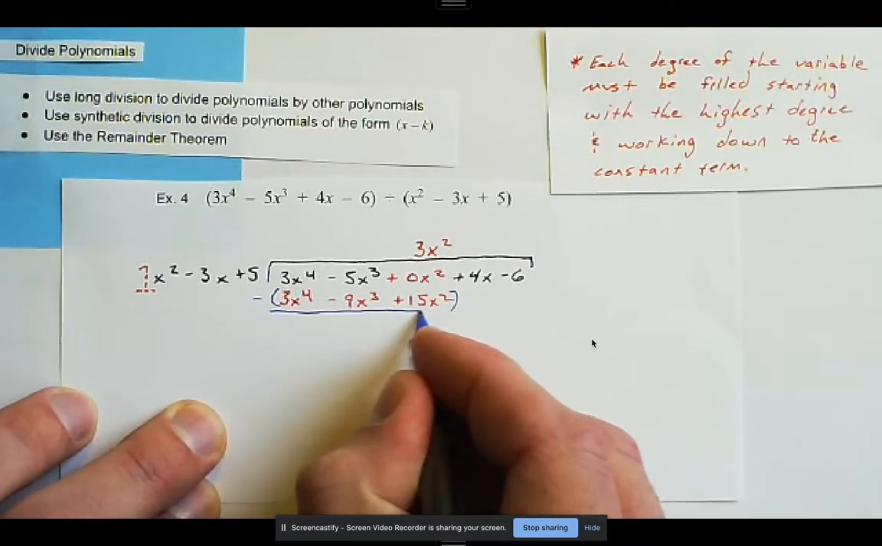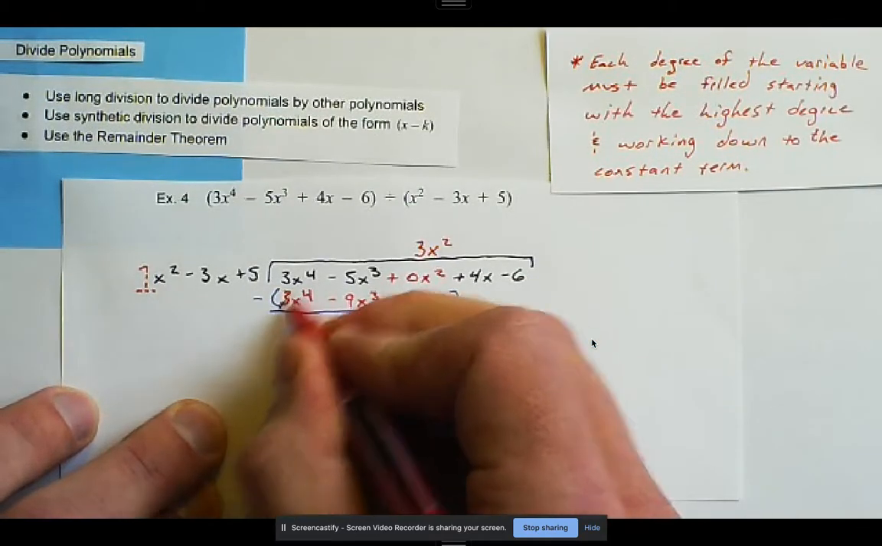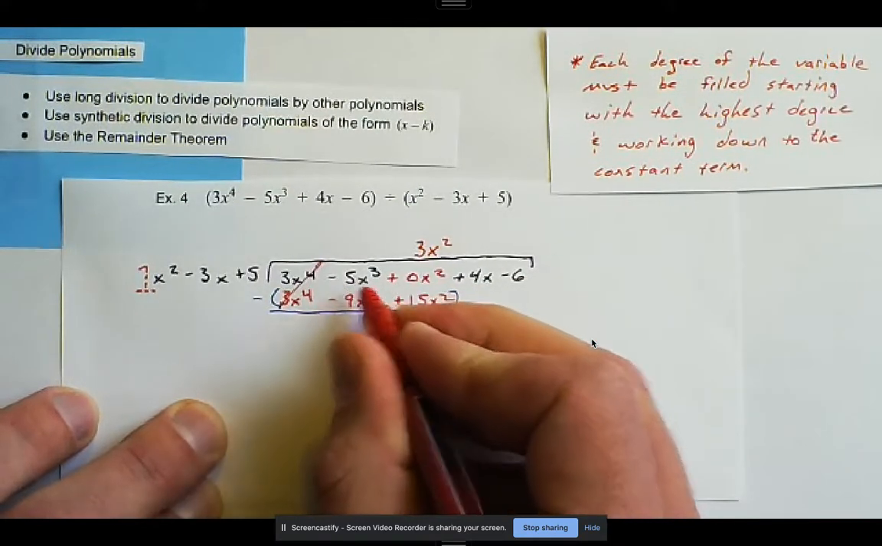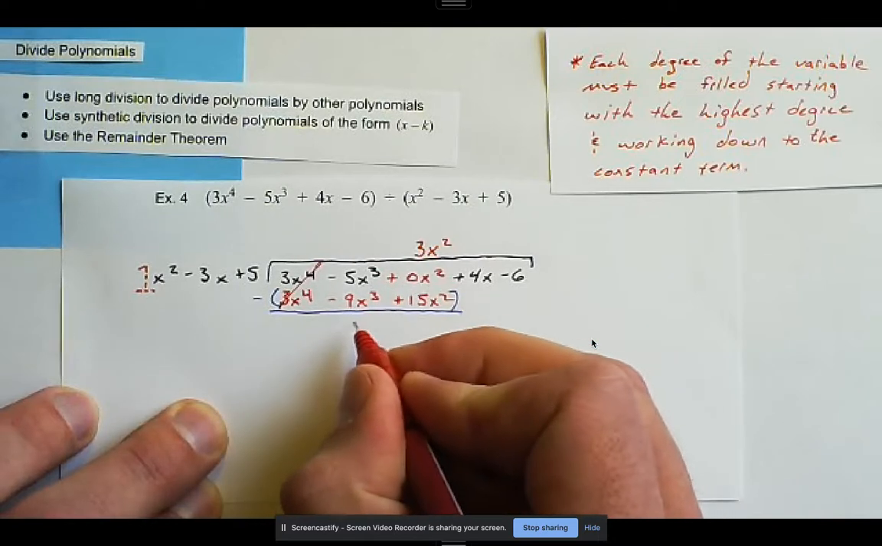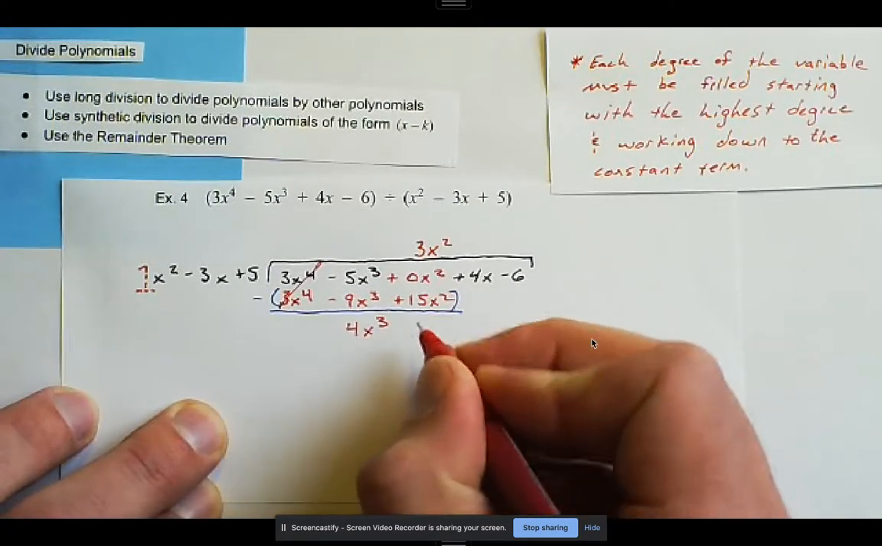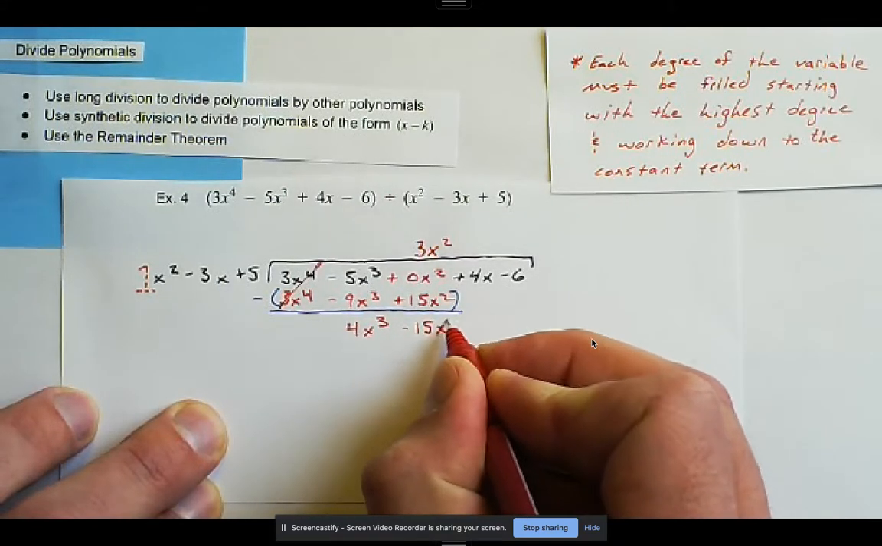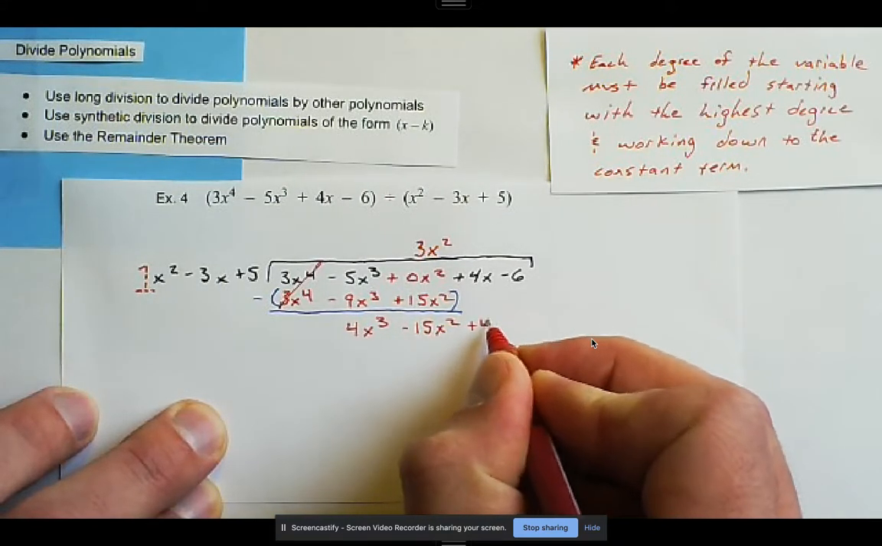Then we're going to take those values, and remember, we want to subtract the whole polynomial. So we need to make sure we put that subtraction and use those parentheses there as well. So the lead term cancels out just like we wanted. Negative 5x minus a negative 9 becomes 4x cubed. 0x minus 15x squared is negative 15x squared. And then we bring down the 4x.